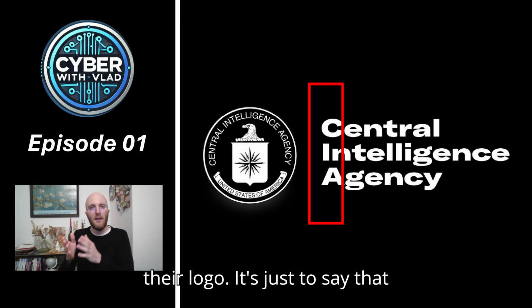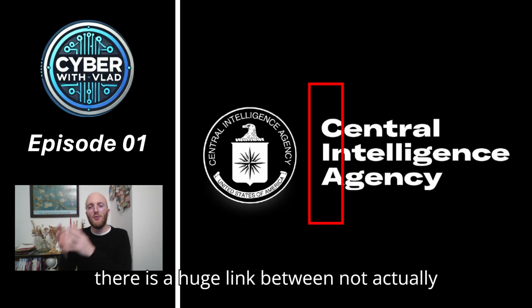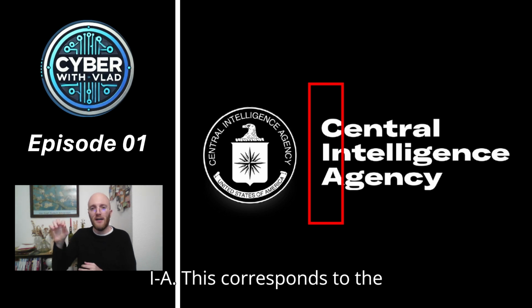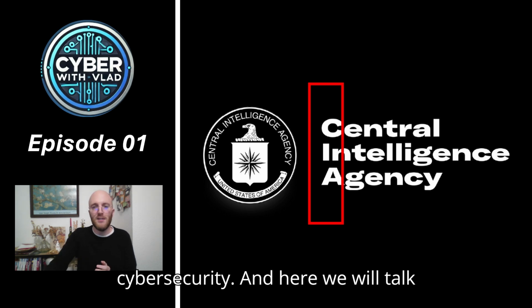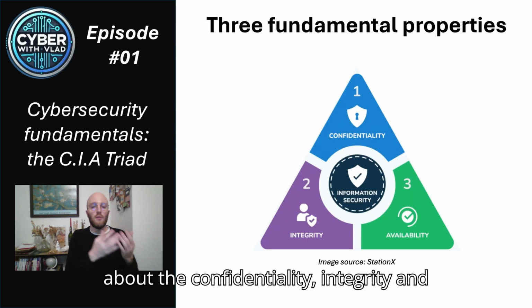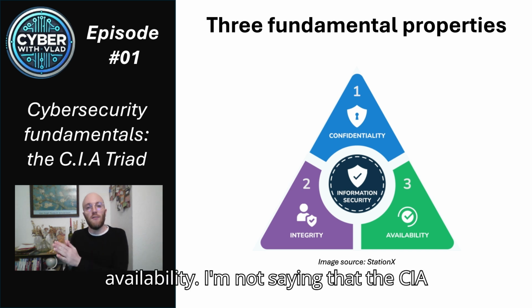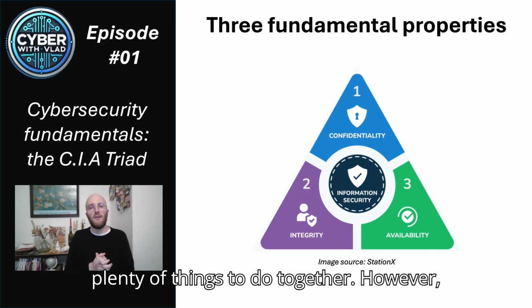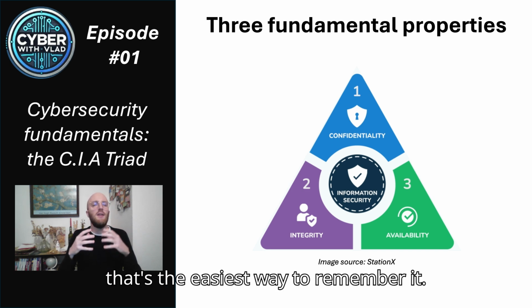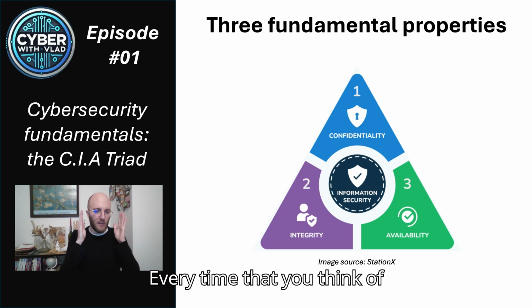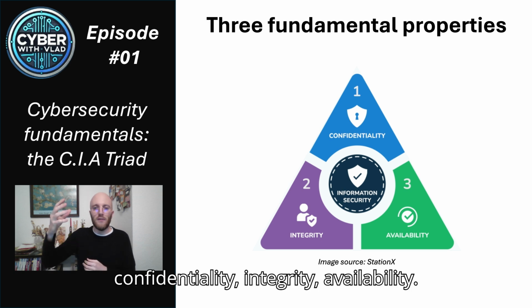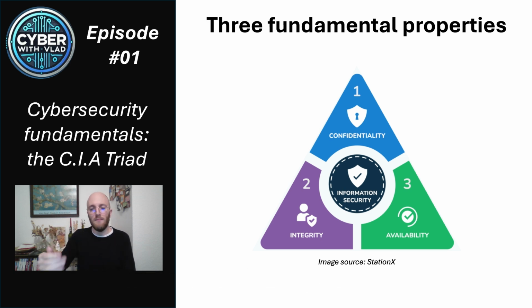I have used provocatively the CIA, the US Central Intelligence Agency. I have used their logo. It's just to say that there is a huge link between not actually the CIA, but the first letters. This corresponds to the main properties when we talk about cybersecurity: confidentiality, integrity, and availability. I'm not saying that the CIA has nothing to do with cyber. There are plenty of things to do together. However, that's the easiest way to remember it. Every time that you think of cybersecurity, you should think of the CIA and remember confidentiality, integrity, availability.